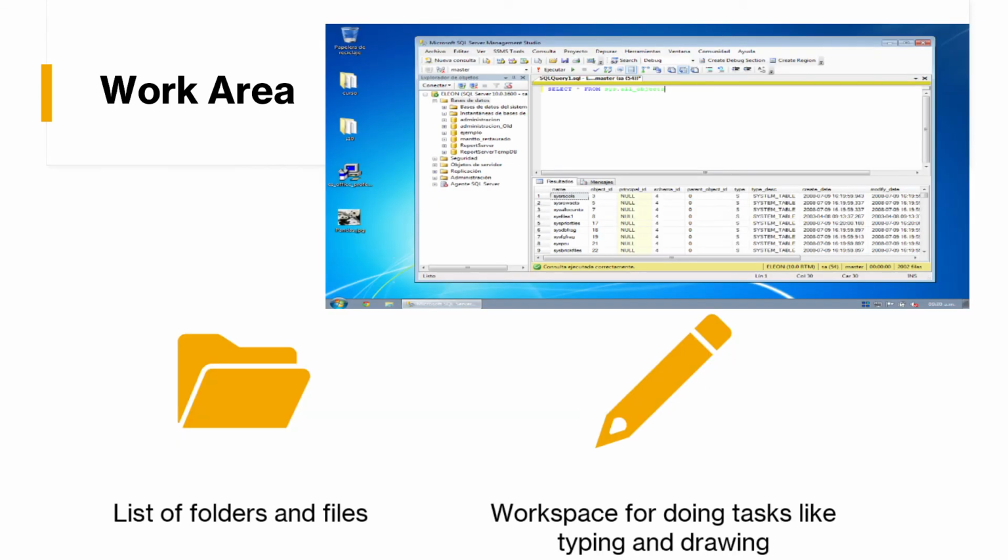Next is the work area. This is the area where we find the list of folders and files. In this area, we do all our work. It is a workspace for doing tasks such as typing and drawing. So the work area is the area where you do all your work.